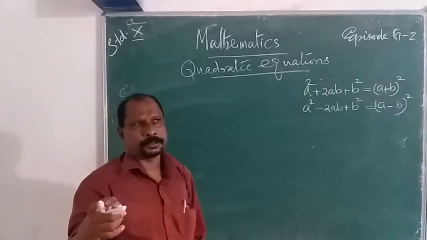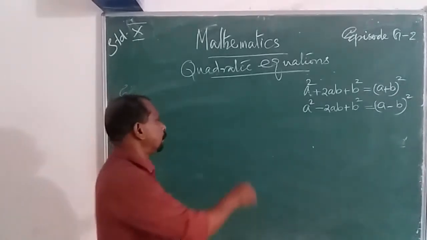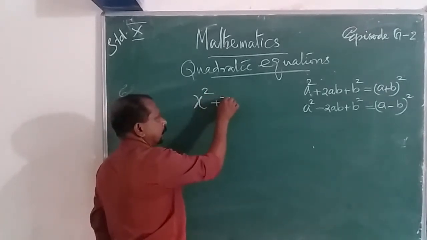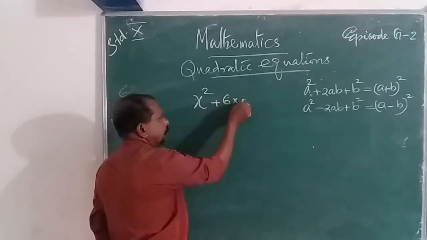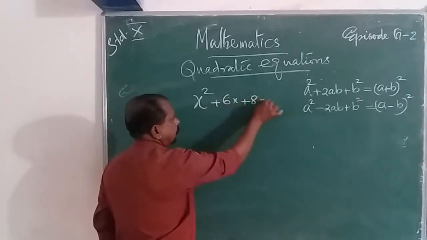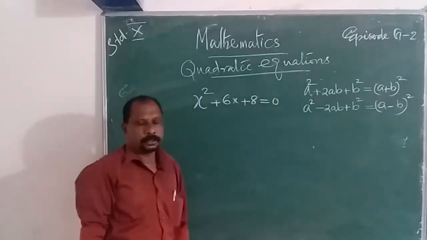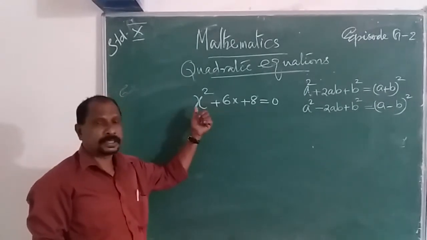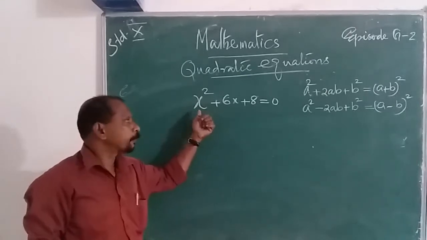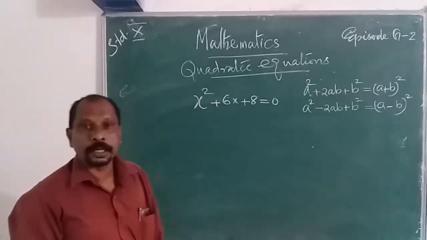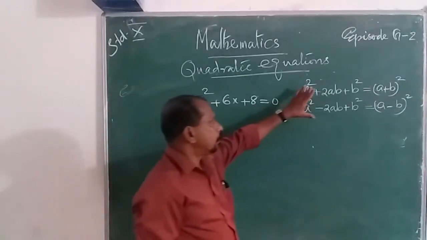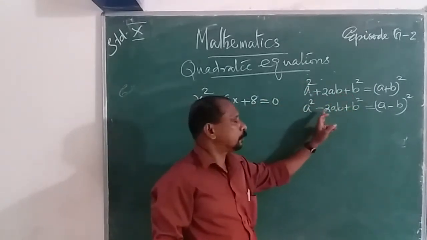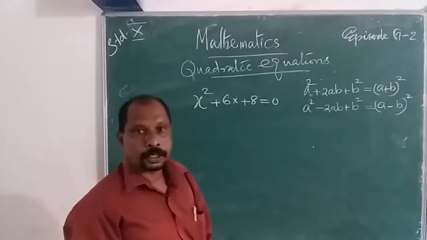Then let us consider an example, that is x square plus 6x plus 8 is equal to 0. This is not a perfect square. The first term is a square, but the last term is not a square. Therefore, this is not of the form a square plus 2ab plus b square or a square minus 2ab plus b square.